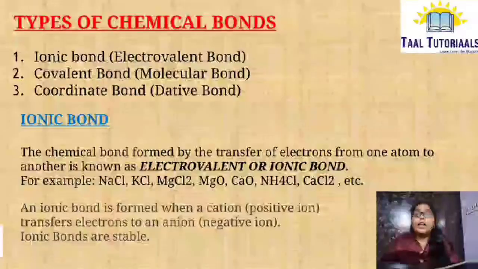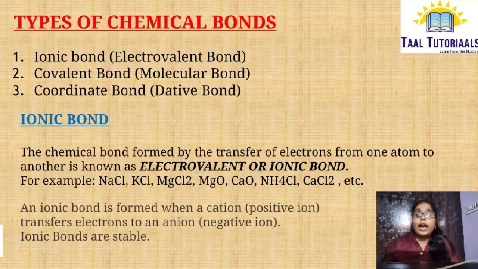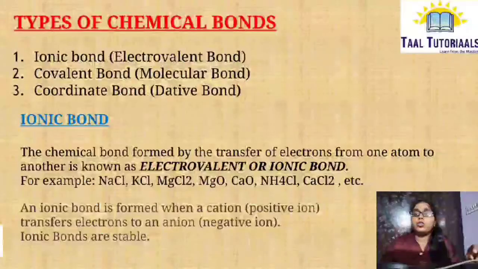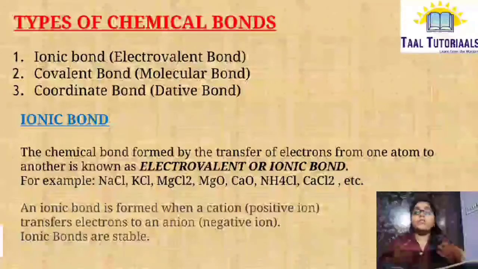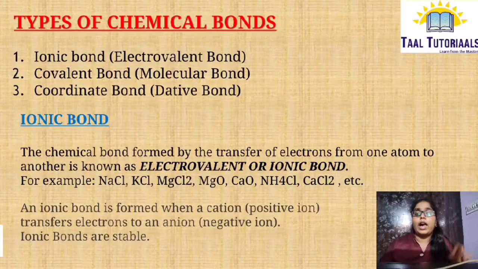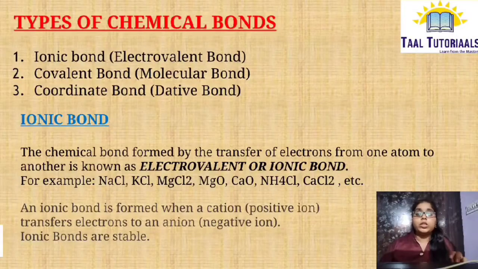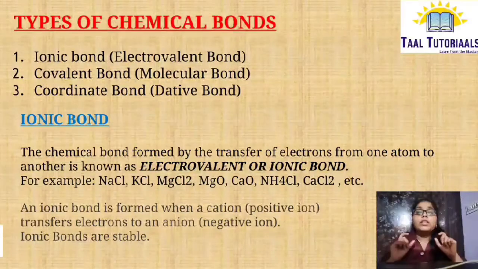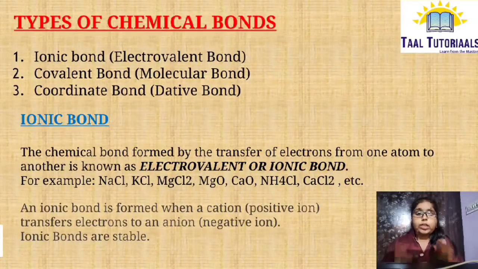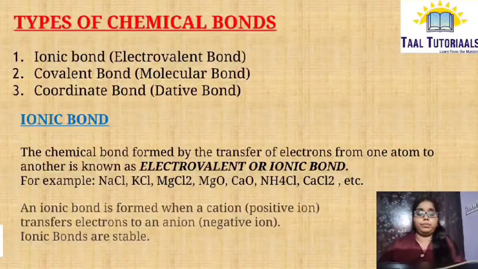Next, an ionic bond is formed when a cation transfers electron to an anion. See, cation will transfer the electron to anion and ionic bonds are stable. Why are they stable? Because there is a transfer of electrons from one atom to another atom so that they attain their stable electronic configuration and thus they are stable.